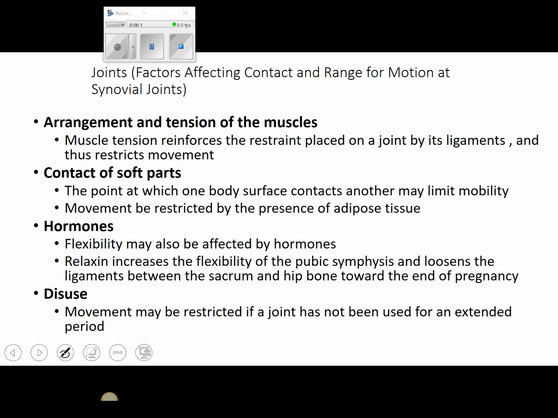The third one here is your arrangement and tension of the muscles. So the muscle tension reinforces the strength placed on a joint, of course, by its ligaments, and thus restricts the movement. So an example of this one, of course, is when the thigh is flexed with the knee extended. Movement, of course, is restricted by the hamstring.